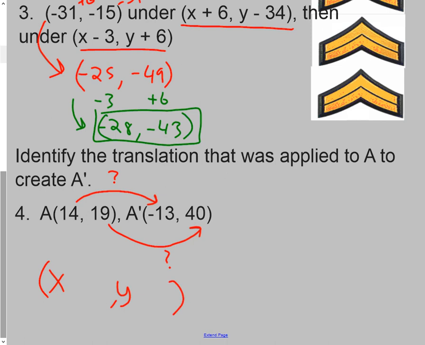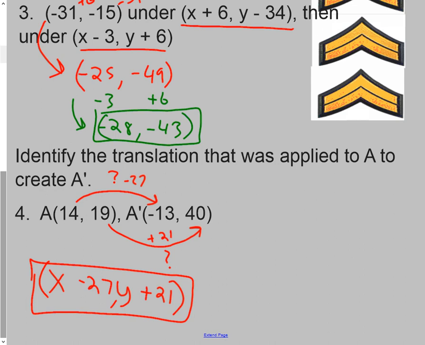So I think you're going down. From 14 to negative 13, you'd be going down 14 to get to 0, and then down 13 more. You'd be going down 27 total. Not plus 27, down 27. From 19 to, so that's minus 27. From 19 to 40, I would be adding 21. So it would be y plus 21. In other words, you could write this as your rule, but you could also say it's 27 left, and plus 21 to the y, it would be 21 up.